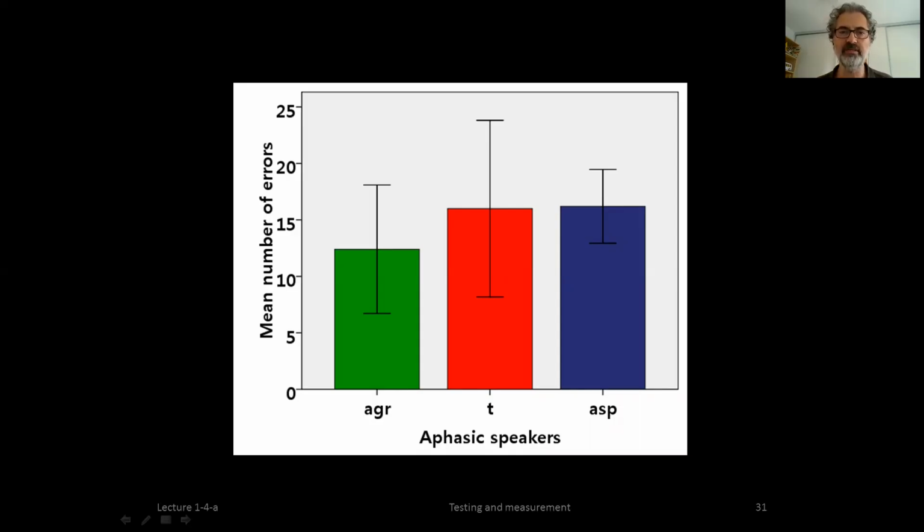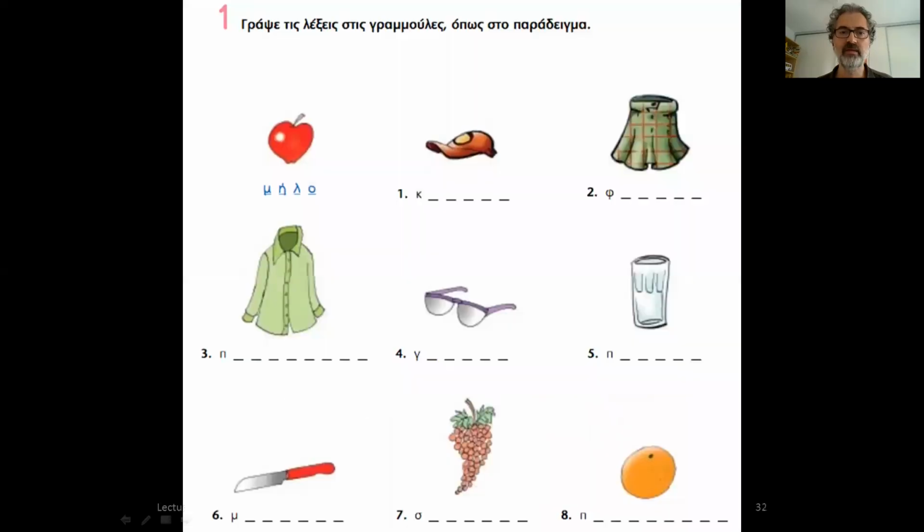So that was poor design of the test. Here's another poorly designed test we've tried. This was meant to be used as a vocabulary test for second language learners of Greek. So for immigrants to Greece who were learning Greek, they were given this page with images, and they would have to fill out the word for the image.